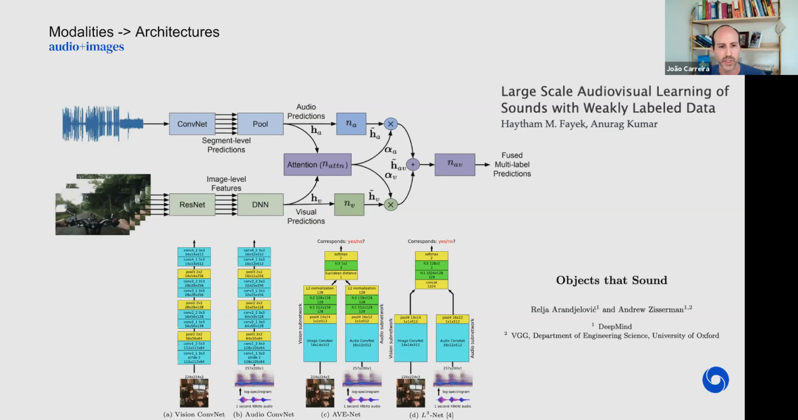For example, a recent state-of-the-art model by Fayak and Kumar uses attention in the middle, and then it computes alpha weights for each particular video to combine the modalities in a per-video way. There is also some work from DeepMind, Objects that Sound, from Relja Arandjelovic and Andrew Zisserman, that explores different ways of doing fusion somewhere in the middle of the network. But any paper that does audiovisual fusion will do some exploration on architectures. And this is a lot of work.